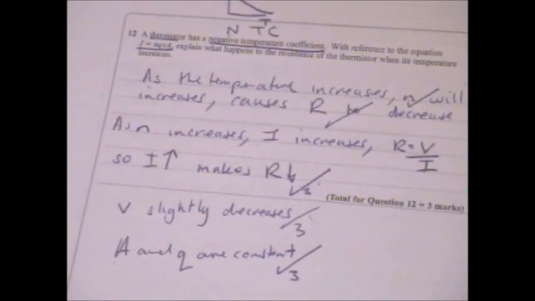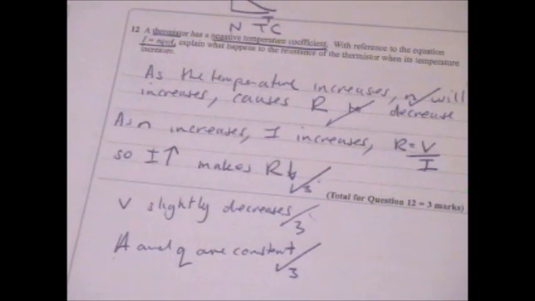Also, another way of getting the third mark is saying that A and q are constant. Cross-sectional area is constant on this wire. You're not changing that. Neither are you changing the charge of an electron.